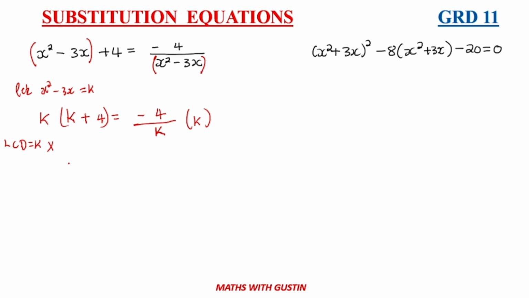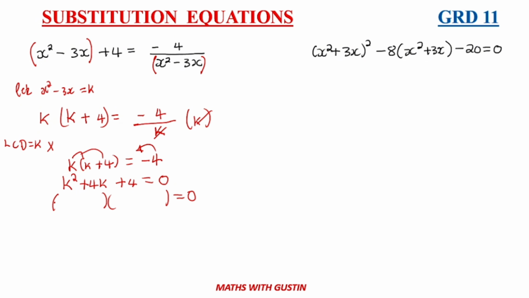So therefore what we're going to have here is k and then plus 4 as it is here, and then this k and this k cancel out, so you're going to be left with minus 4 on this side. On this side we remove the bracket, so we have k squared plus 4k, and we can bring this 4 to the left hand side. So it's going to give us plus 4, equal to 0.